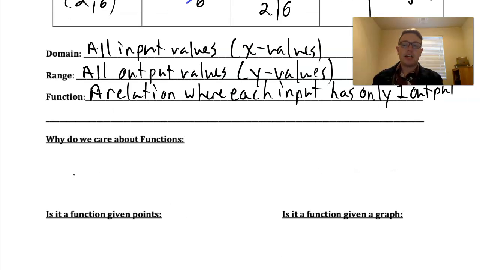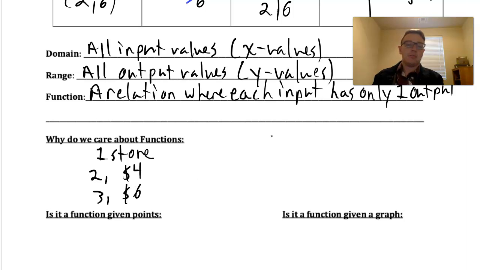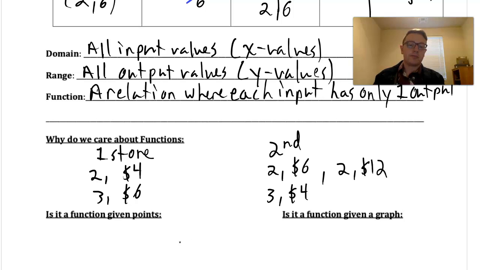Well, let's say we're trying to buy ice cream, and we go to one store. The first store, we know anytime we buy 2 ice creams, it'll be $4. Anytime we buy 3 ice creams, it'll be $6. But for the other store, we'll say we go to a second store because the first one was not available. First time we went in, we bought 2 ice creams and it was $6. And then we bought 3 ice creams and it was $4.